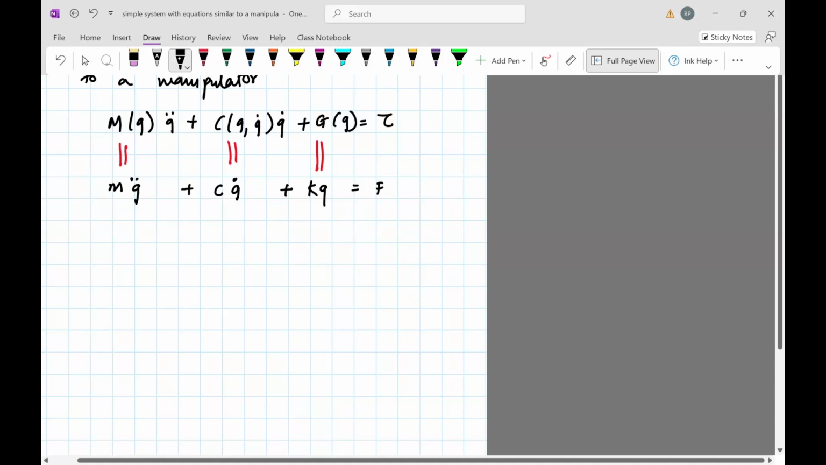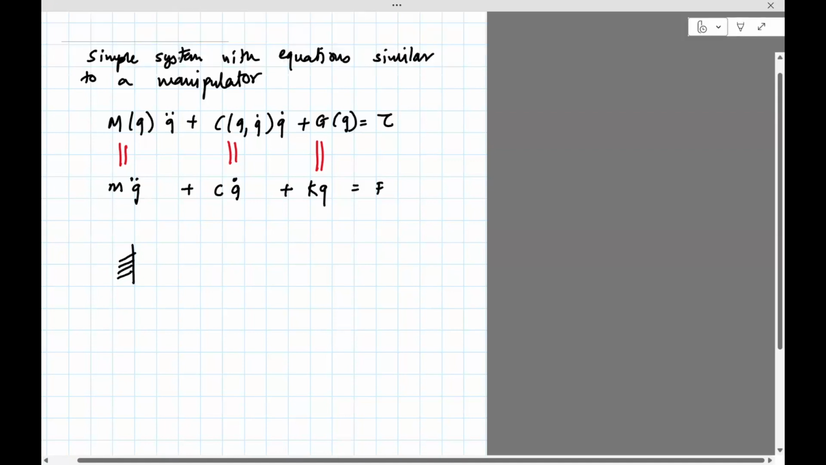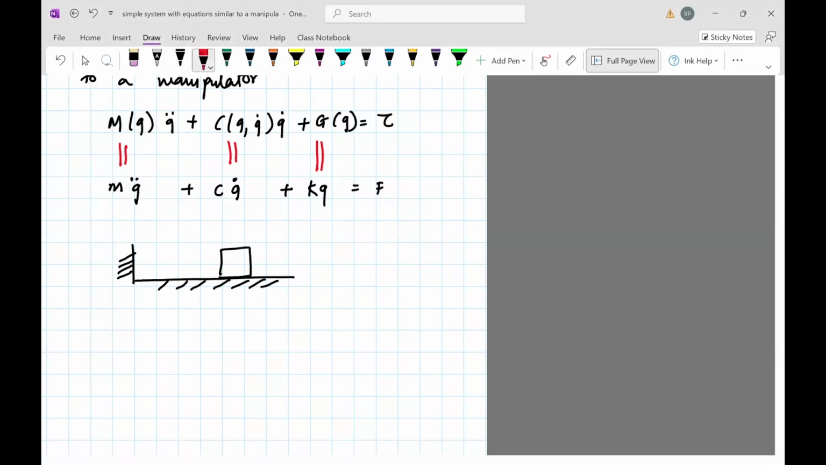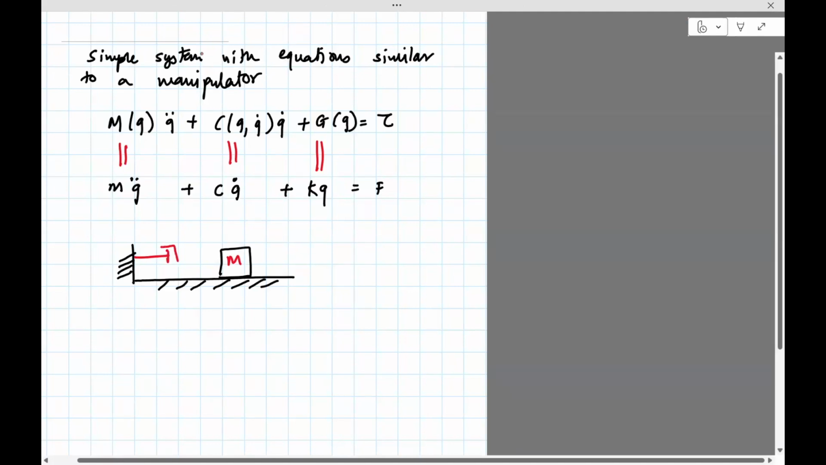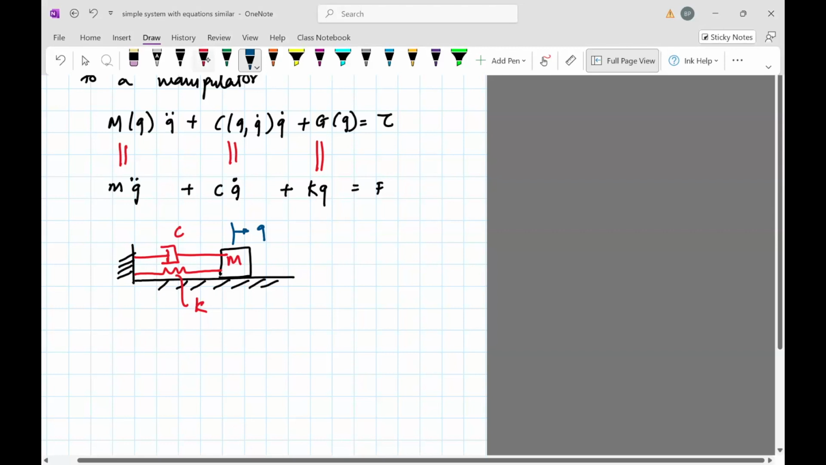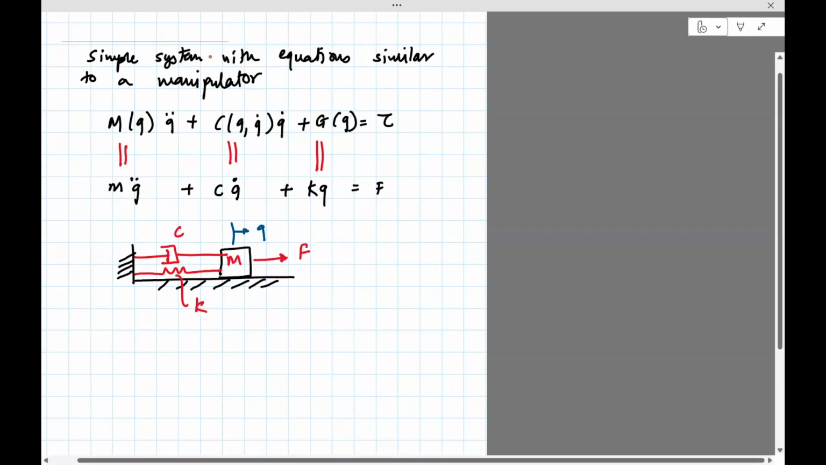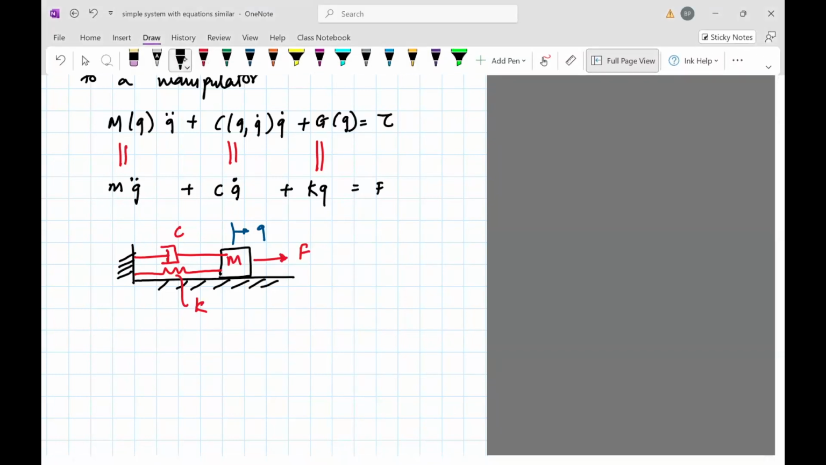mass damper system. So this is the mass, the damper, and the spring, C, K. Then Q is going to be the displacement of the mass, and the force is basically this. So it's a spring mass damper system.